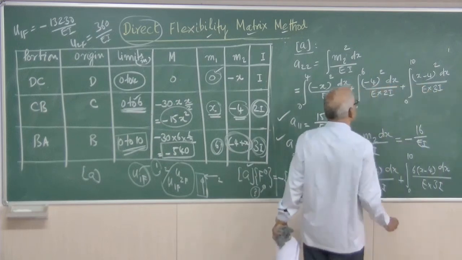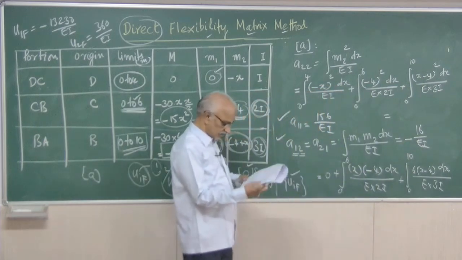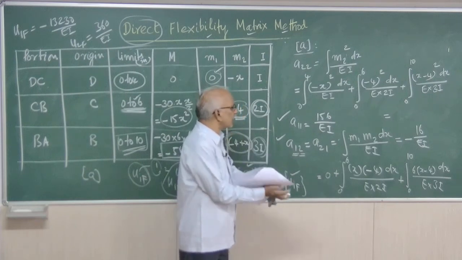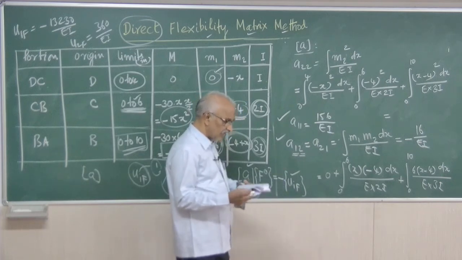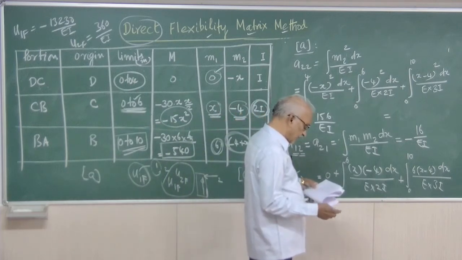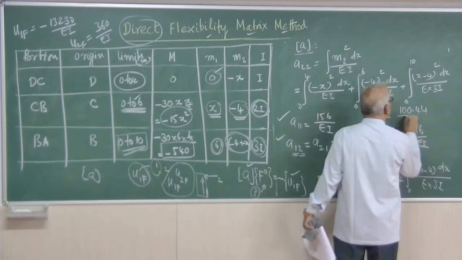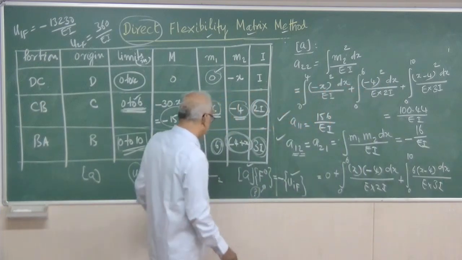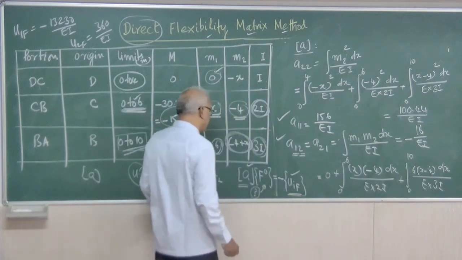So this, on simplification, integration, and substitution of limits, these are small calculations the viewers can do, because it's not involving sin theta, cos theta, sin square theta and so on. Therefore, you can easily do it. The value is 100.44 by EI. That is A22. So we have got the values for the A matrix and the displacement vector.